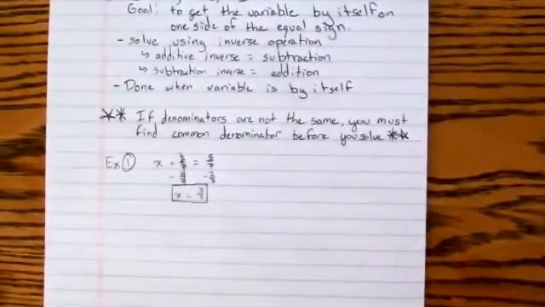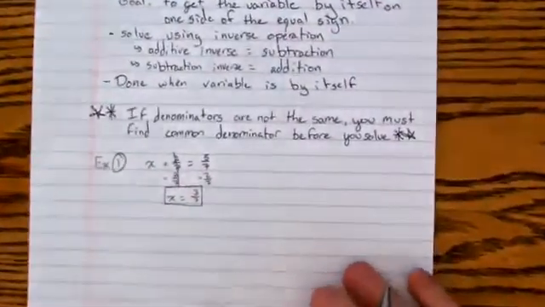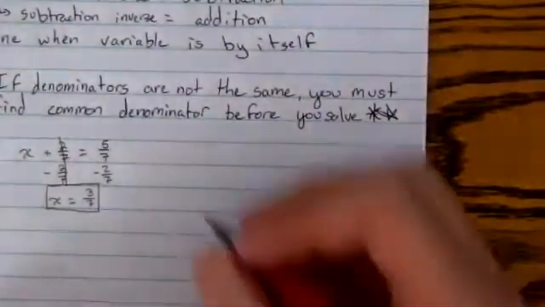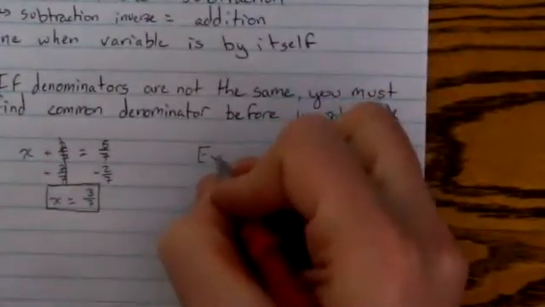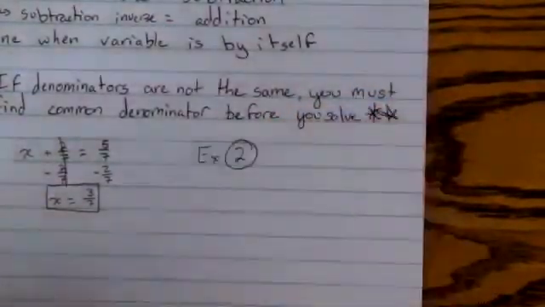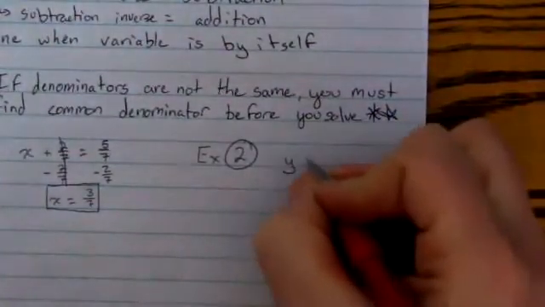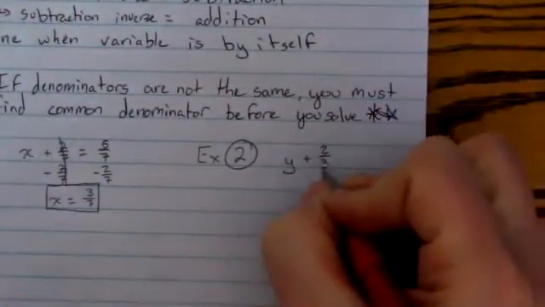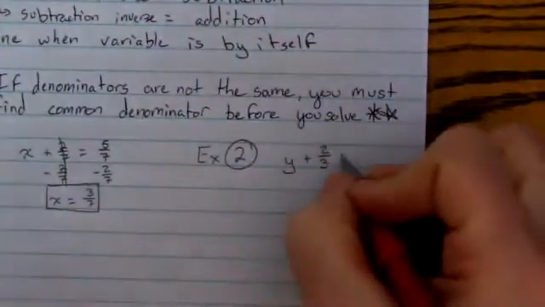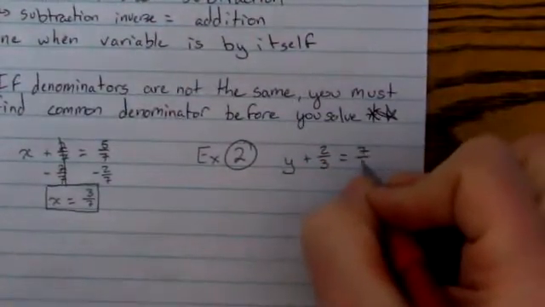Let's look at example 2. Let's zoom in a little bit. All right, so example 2: y plus 2/3 equals 7/9.